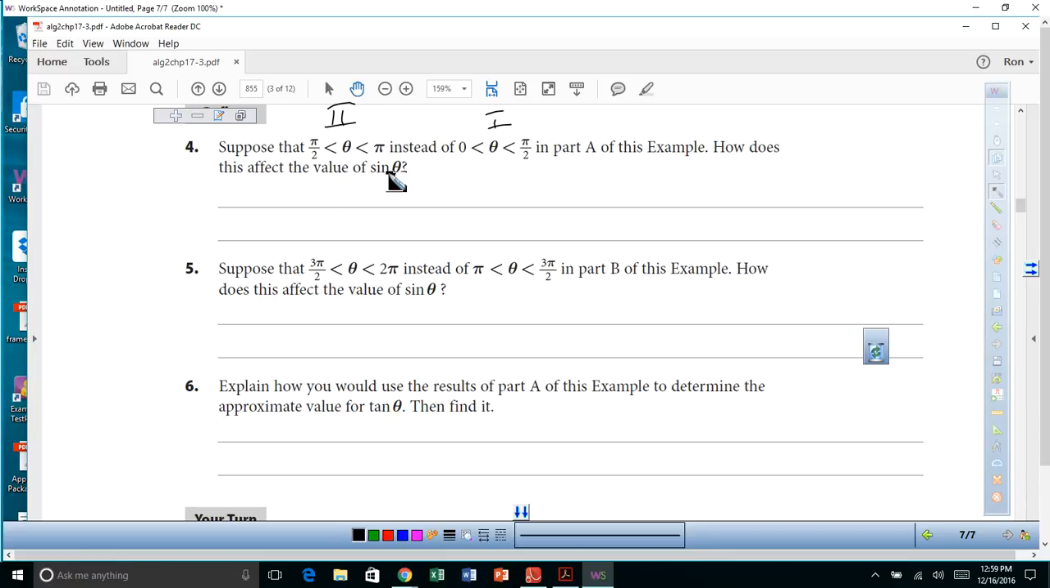How does this affect the value of sine theta? Well, sine theta is the y value, right? And this is quadrant 1, that's quadrant 2. The sine value is the y there, so sine theta will be positive. So it's going to be positive.